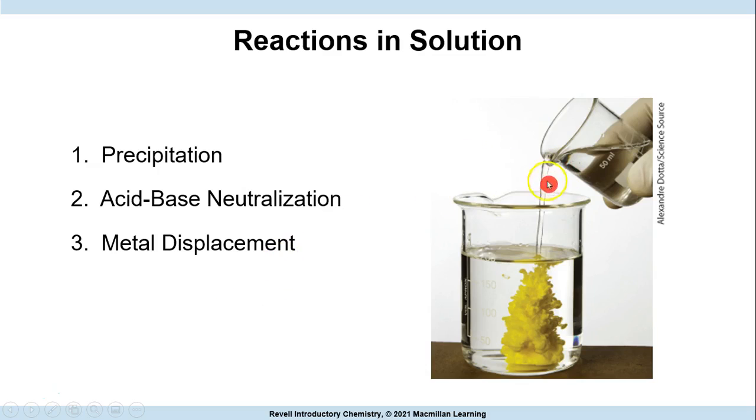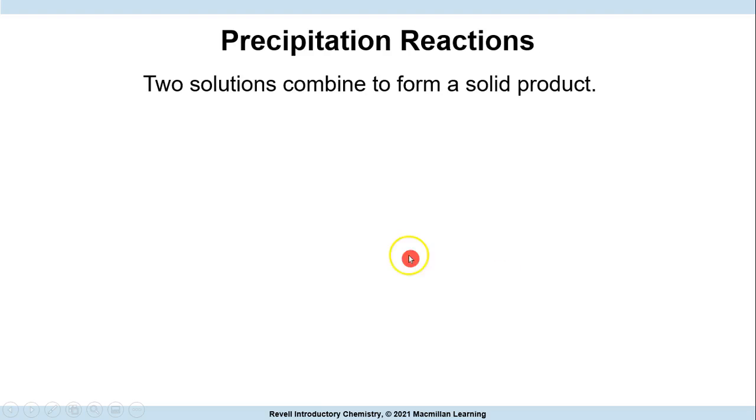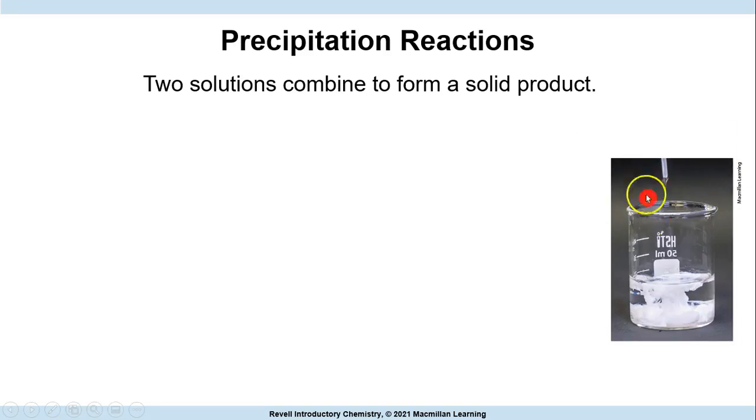Now let's look at the reactions in solution. In chapter 6, we already saw the types of reactions: the precipitation reactions, the acid-base reactions, which are neutralization reactions, and the metal displacement, where we talk of single displacement and double displacement reactions. For the precipitation reactions, 2 solutions combine to form a solid product. The 2 solutions do not contain any solid. When you mix them, they produce a solid. So the solutions are liquids, but when you mix them, a precipitate is formed.